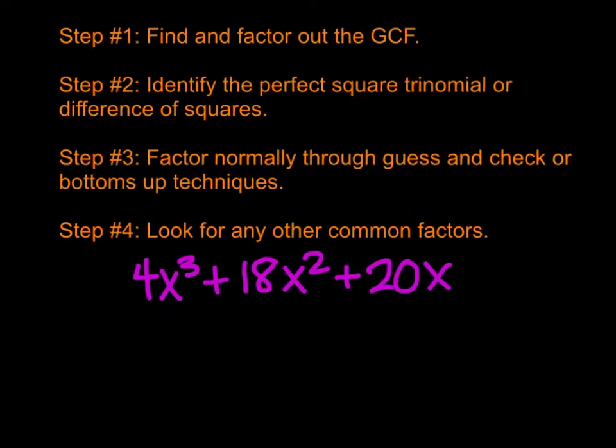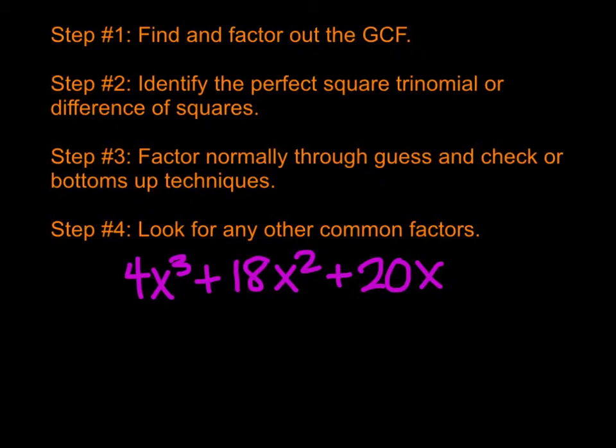Let's try another. Find and factor out our GCF, and we have 4x to the 3rd plus 18x squared plus 20x. It looks like our GCF could be at least, there's definitely an x in it. Also, what else could there be? It looks like there's 4, 18, and 20. The greatest common factor between those is a 2. I wish it were a 4. If the 18 were a 16, it could be a 4, but it's 18, so it's 2.